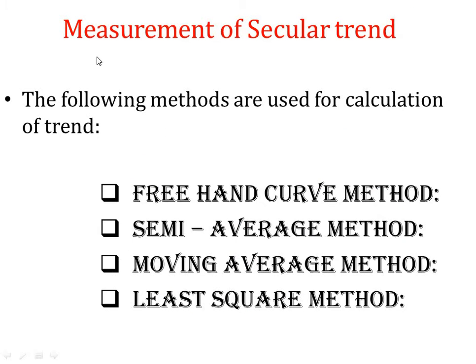As we know, measurement of secular trend can be done by these four methods, and the first three methods, freehand curve method, semi-average method and moving average method, we have discussed in the last video lecture. The link is given in the description. Today we will discuss the least square method.